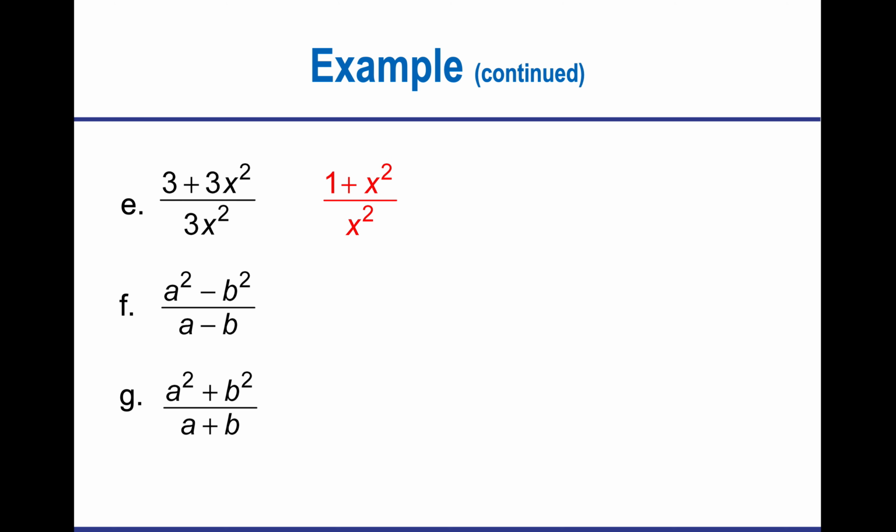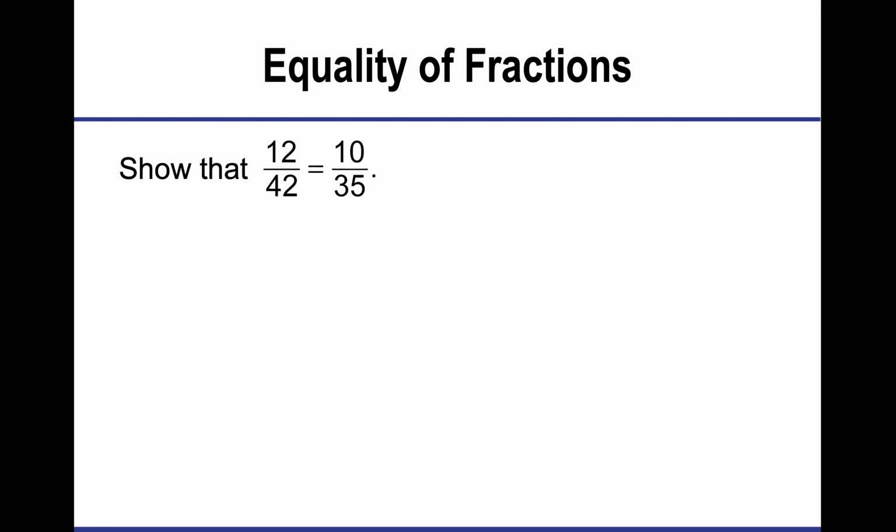If we look in part E, I can factor a 3 out of the numerator, and then I can cancel the 3 in the top and the bottom. If I look at part F, you have to remember that this is a difference of squares. So it factors to a plus b times a minus b, and then the a minus b's will cancel out. And in part G, that is as far as it can go. There's nothing that can factor a squared plus b squared.